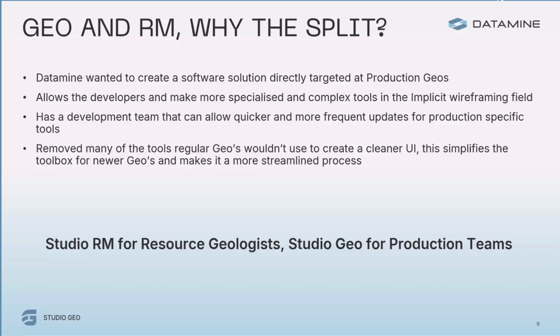So what this means is that now that we have the split between Geo and RM, we're allowing the developers to make more specialized and complex tools in the implicit wireframing field. Similar to estimation, implicit modeling requires quite a lot of calculations and a bit of computer power. So by having these split apart, it just means that we can put more resources into better developing the implicit wireframing.